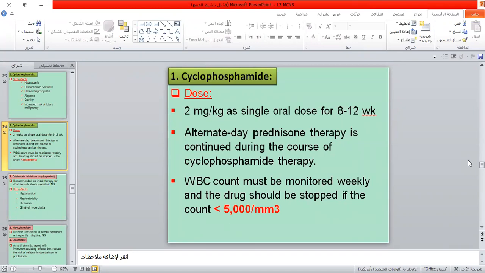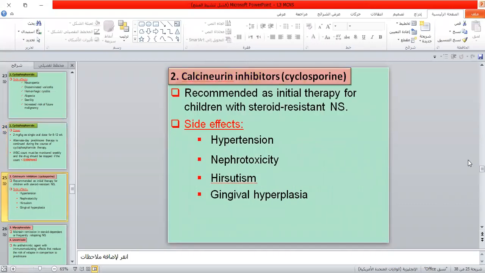White BC count must be monitored weekly and the drug should be stopped if the count is less than 5,000 per cubic millimeter. إذا صار عندي ليكوبينيا أقل من 5000 the treatment of the cyclophosphamide must be stopped. Other drug هي calcineurin inhibitor cyclosporine، هذا also immunosuppressive agent. It is recommended as initial therapy for children with steroid resistant nephrotic syndrome. The side effects: hypertension, nephrotoxicity, hirsutism, and gingival hyperplasia.